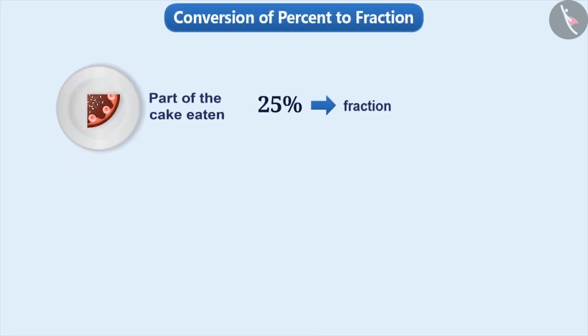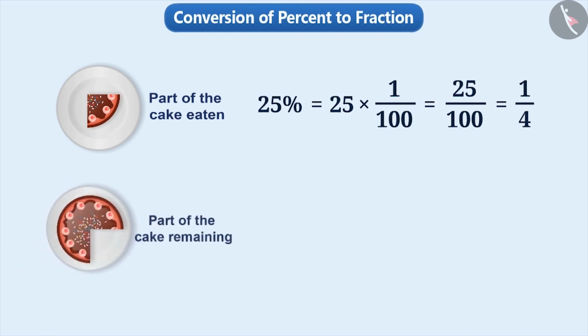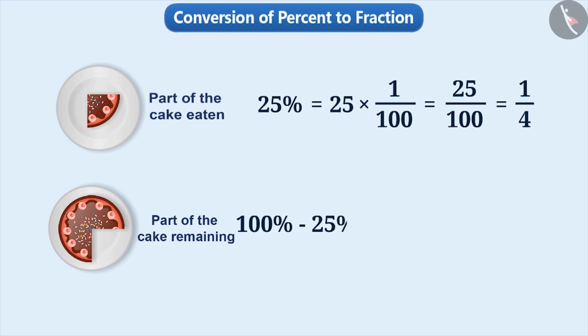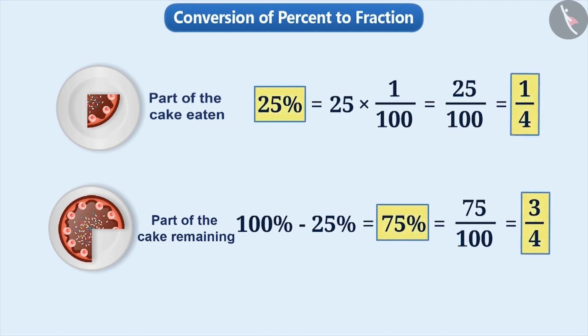In mathematics, to convert percentage into fractions, we use 1/100 in the place of the percent sign. Then, we will express the obtained fraction in its simplest form. Here, the part of the cake eaten by Vipul is equal to 25%, which is equal to 25 × 1/100, which is equal to 25/100, which is equal to 1/4. Similarly, the remaining part of the cake is equal to 100% minus 25%, which is equal to 75%, that is 75/100 or 3/4.